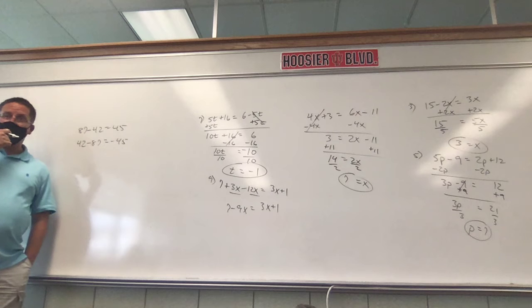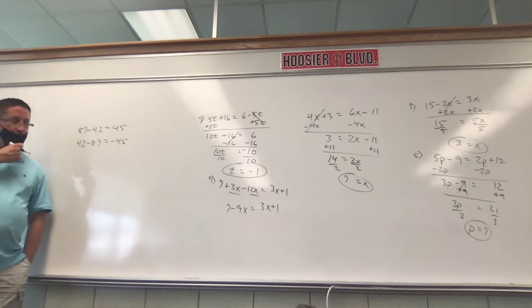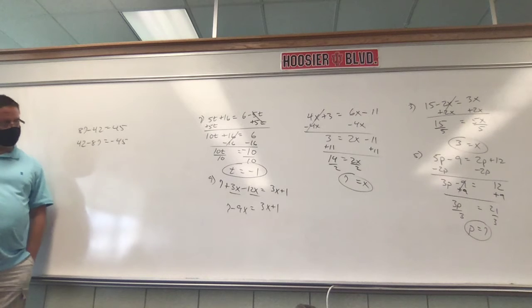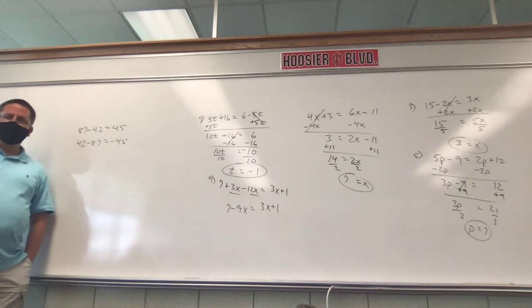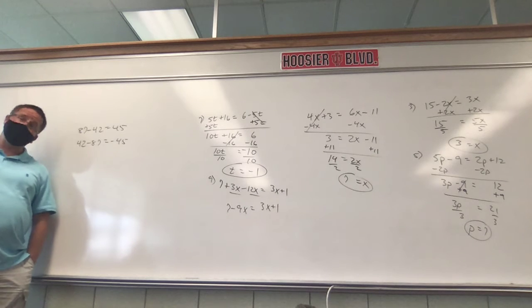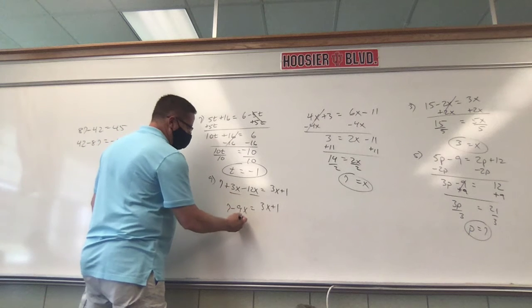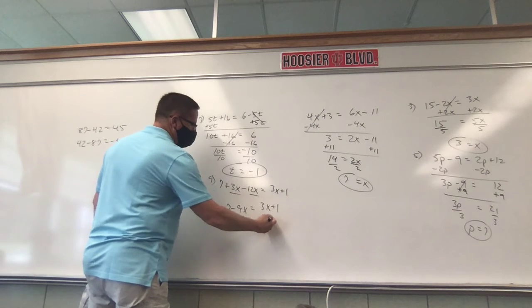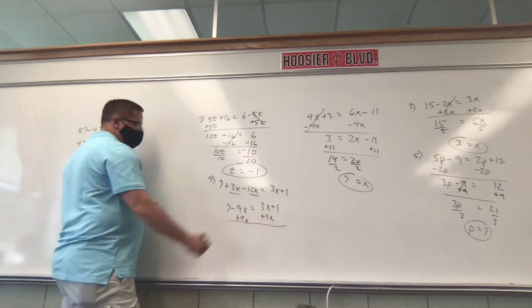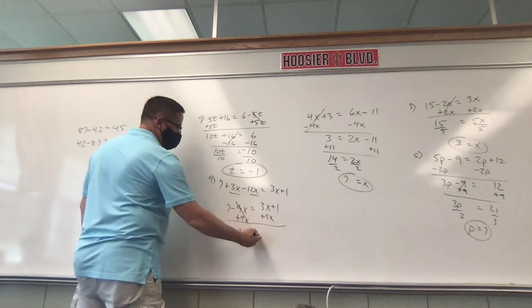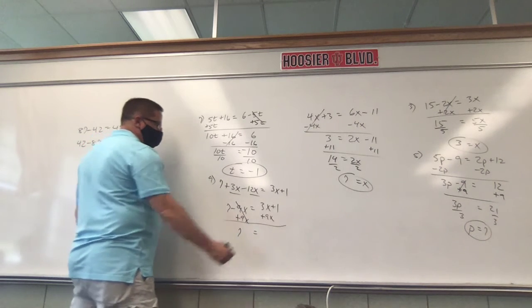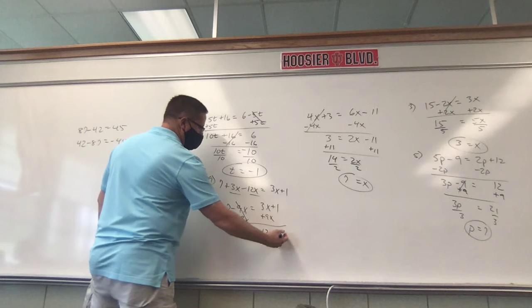Okay. Now we have an x on each side. Which one are you going to get rid of? The 9 or the 3? Wait, no, the negative. Good. I mean, technically 3 is less than 9, but that's not 9. That's negative 9x. So we add 9x. The 9x is canceled, we're left with 7 and 3 and 9 is 12x plus 1.